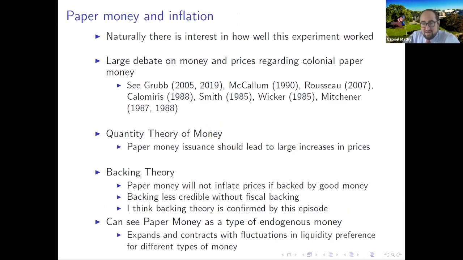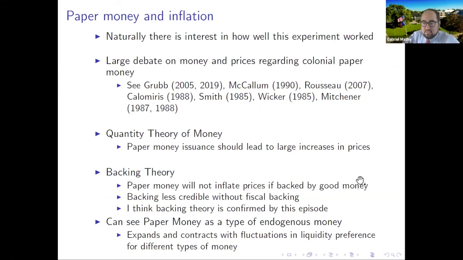So there's a big debate on quantity theory of money versus backing theory. The traditional quantity theory of money says if you issue all this paper money, it's going to be inflationary. But the backing theory says instead that paper money won't be inflationary if it's backed by good money. So as long as there's credible fiscal backing, as long as the money can be redeemed by a government that can collect enough taxes to back it, then the money will not inflate. And I think this is what you really see in this episode.